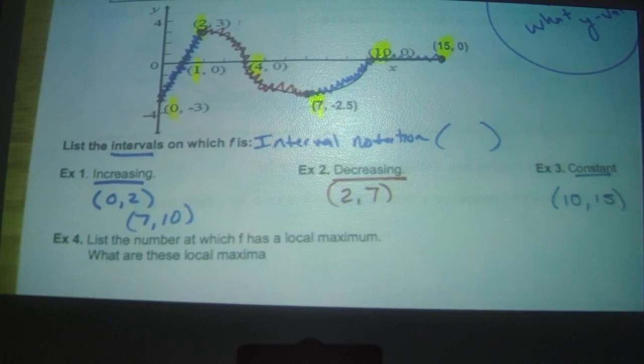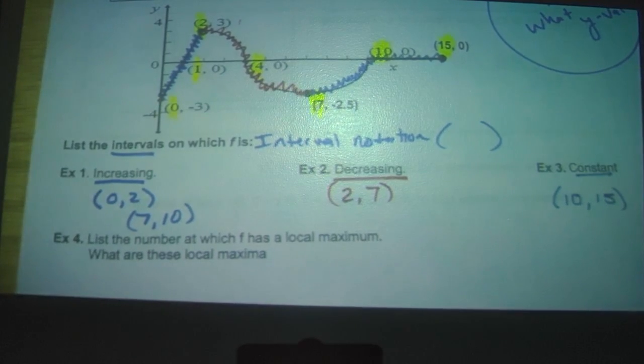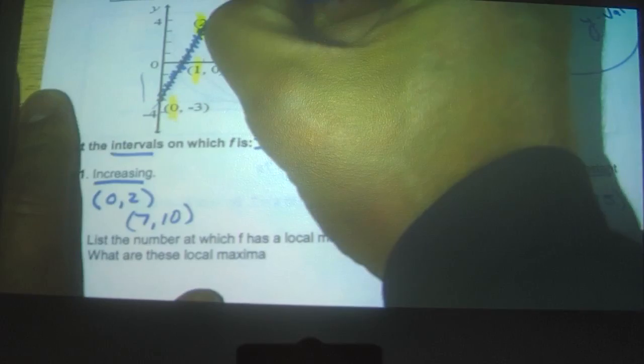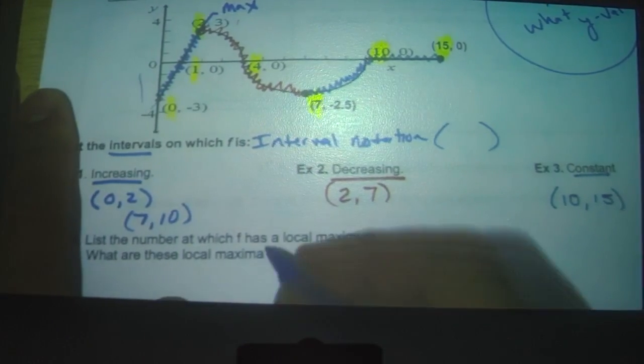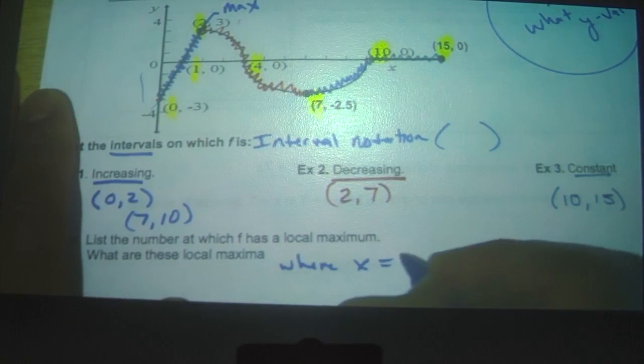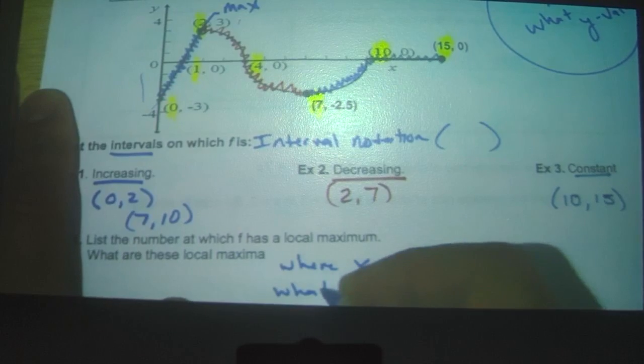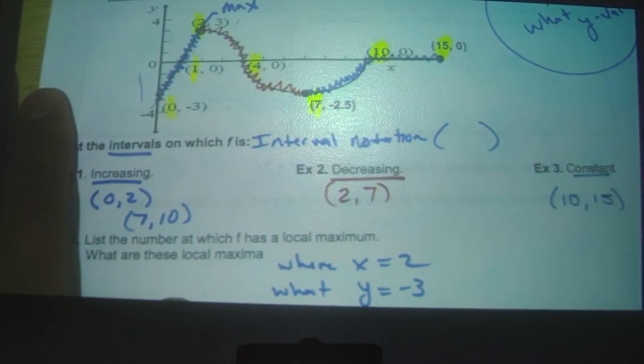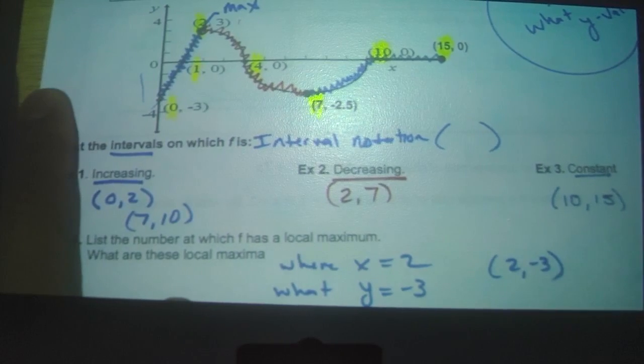All right, next one, list the maximum. List the number at which F has a max. What are the maxes? Remember, it has to have a mountain. It has to go from increasing to decreasing. I have to have blue to red. And there's only one place where blue to red happens. And that's right here. From blue to red, this right here is a maximum. Where is it? That's the X value. What is it? That's the Y value. So 2, -3. On a quiz or test, I would be totally fine if you just gave me the coordinate point.